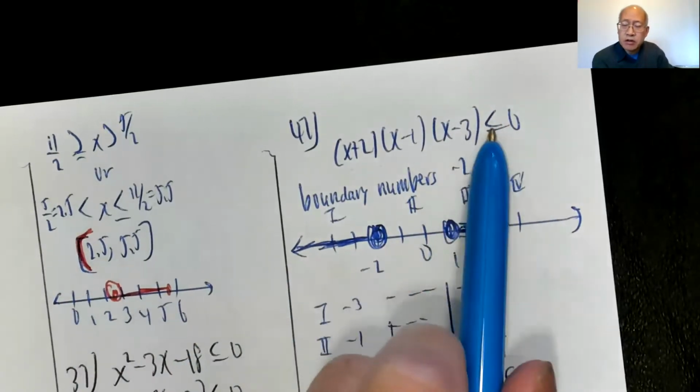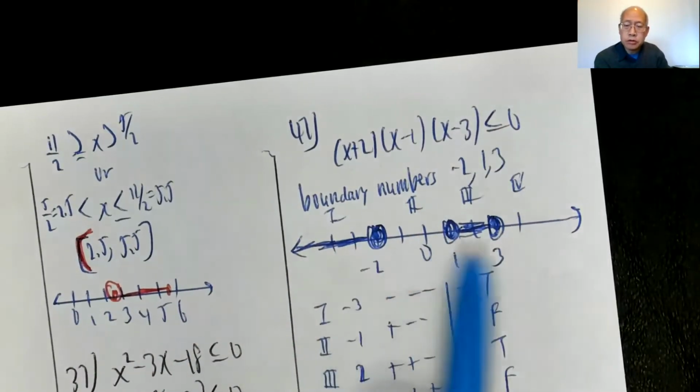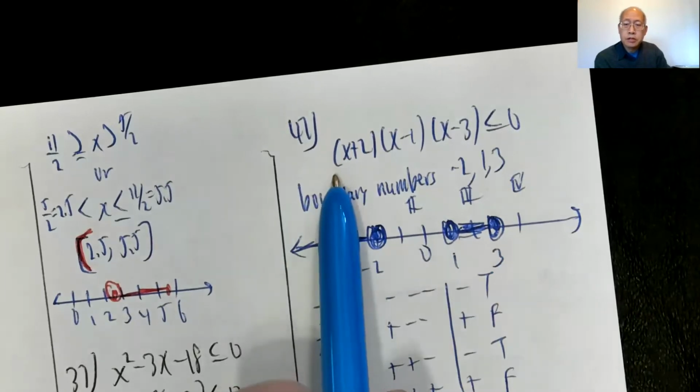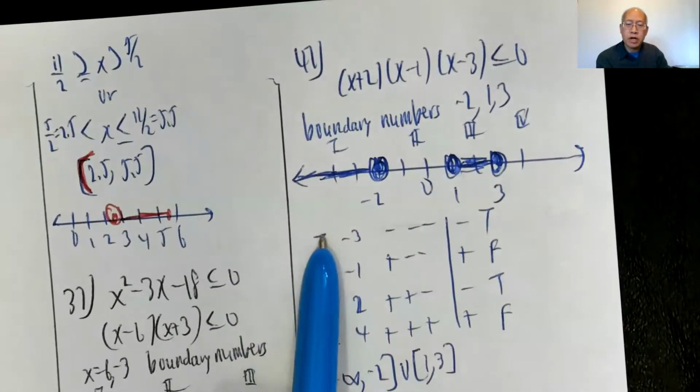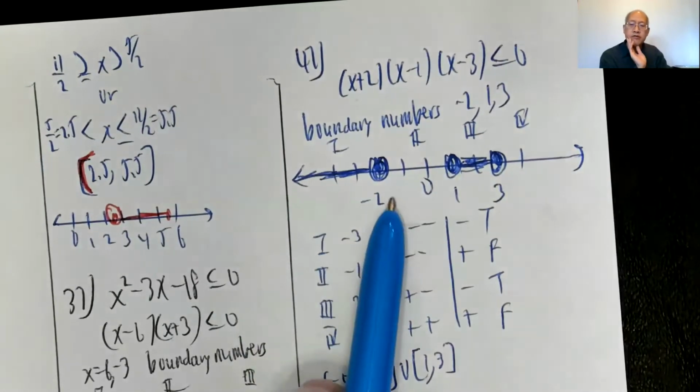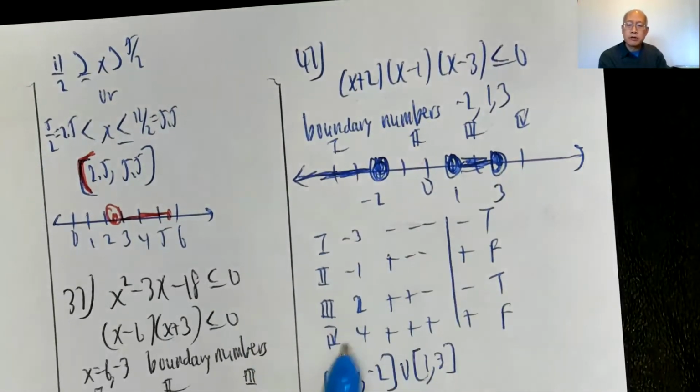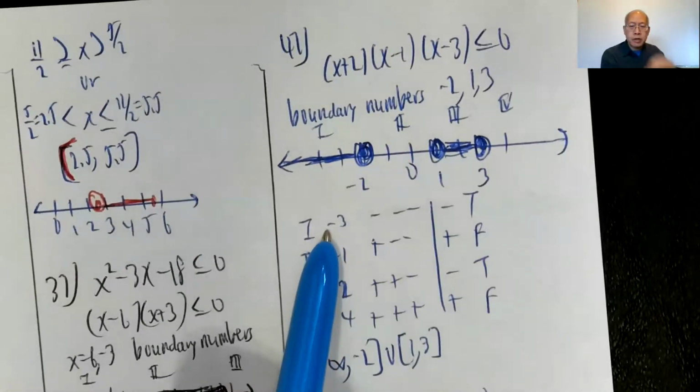Okay, because I have less than or equal to, closed circles. So negative 2, 1, and 3. Region 1, 2, 3, 4. Region 1, I pick negative 3. Region 2, negative 1. Region 3, 2. Region 4, 4. Okay, plug in negative 3.